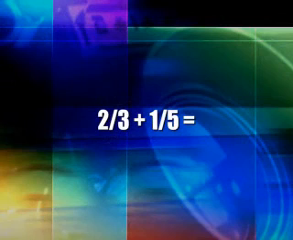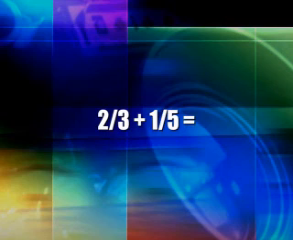2/3 plus 1/5. In order to find the answer to 2/3 plus 1/5, we must first find the least common denominator between 3 and 5. In order to find the least common denominator between 3 and 5, we must first find the least common multiple.